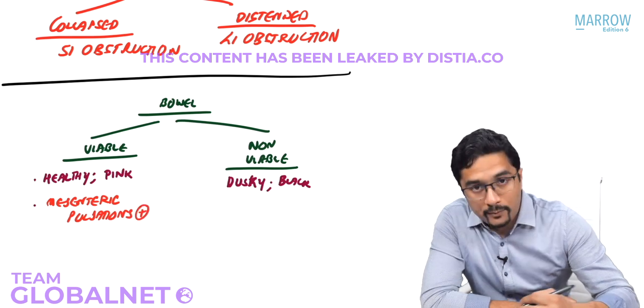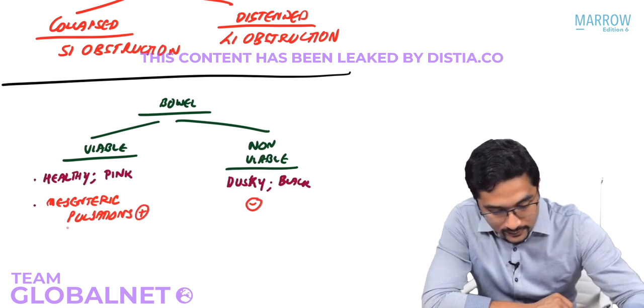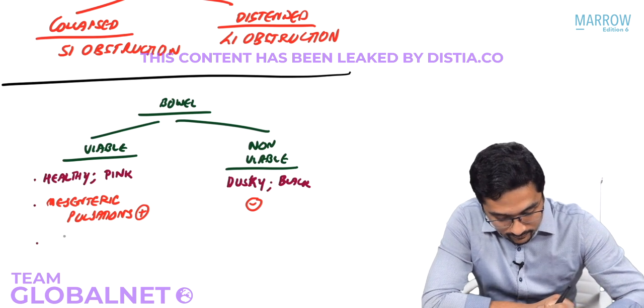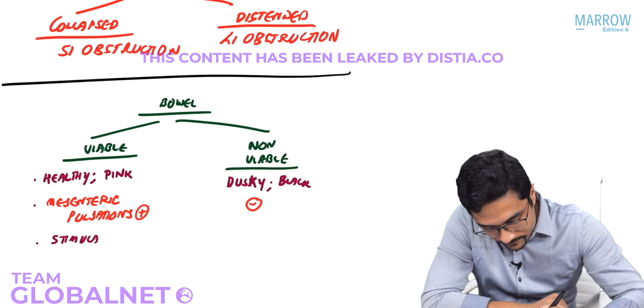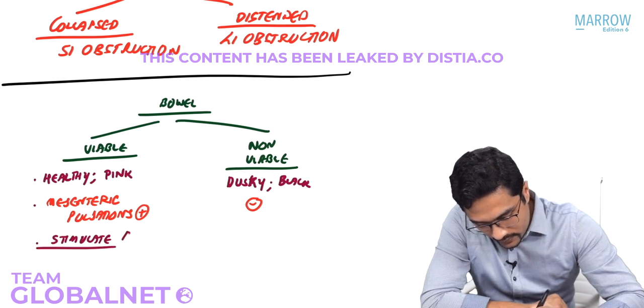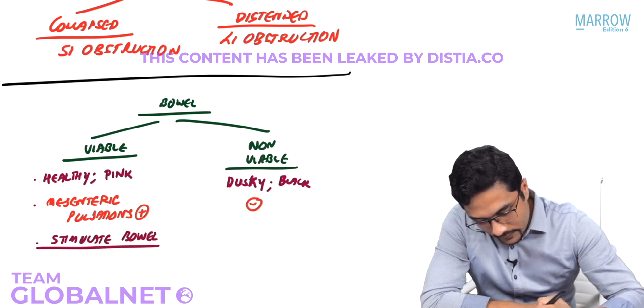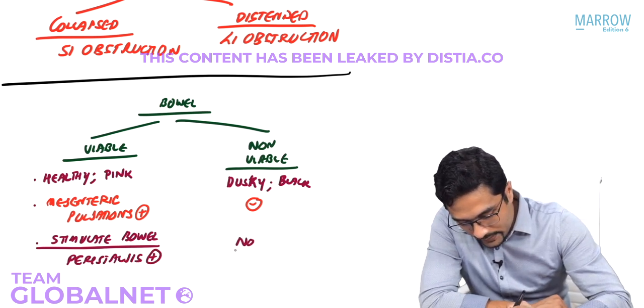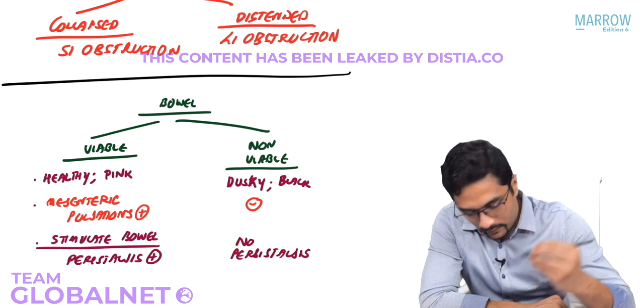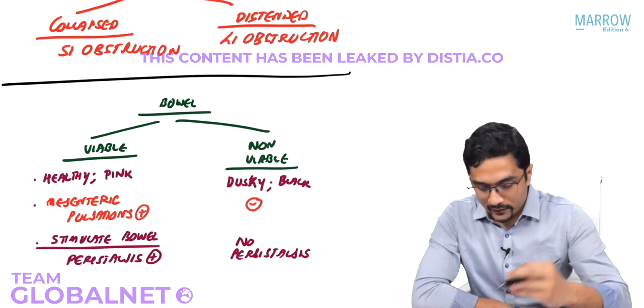Mesenteric pulsations will be present. Here they would be absent. And when we stimulate the bowel, if we just stroke it gently, then peristalsis will be seen if there is viable bowel, and no peristalsis if it is non-viable bowel. Right? So this is how we differentiate between the two.